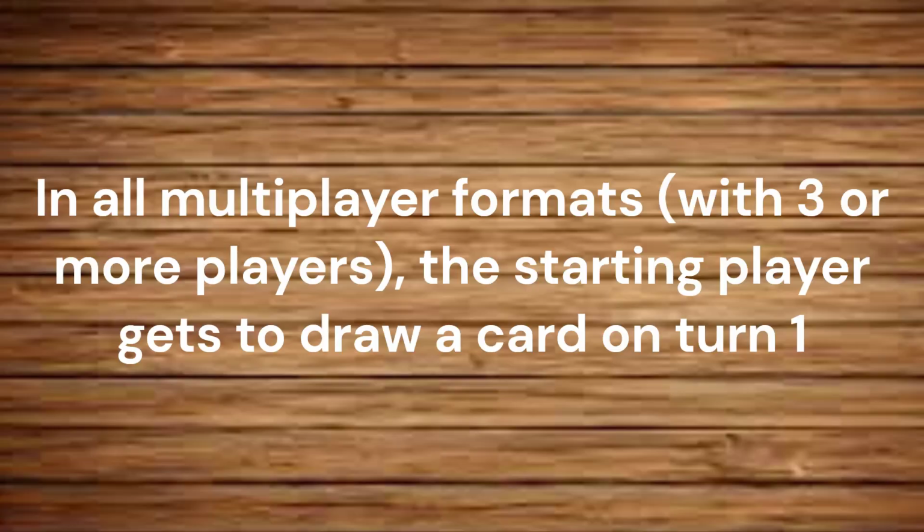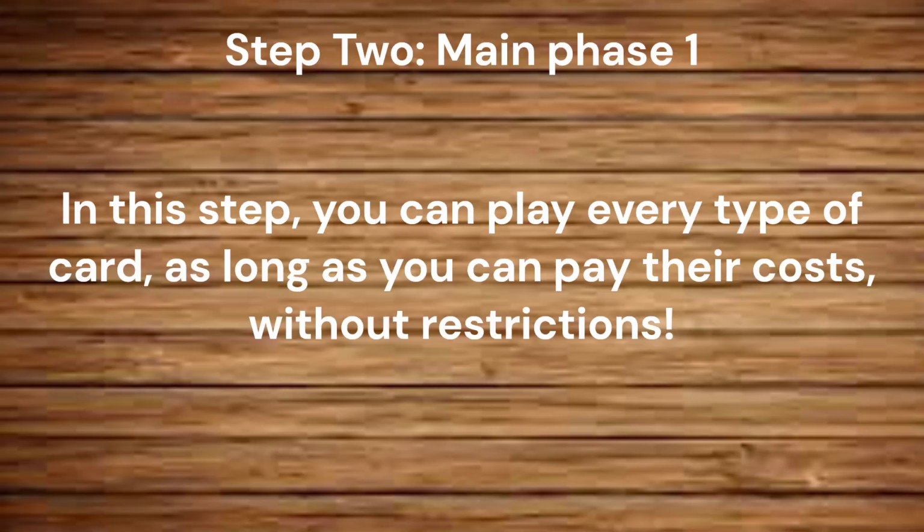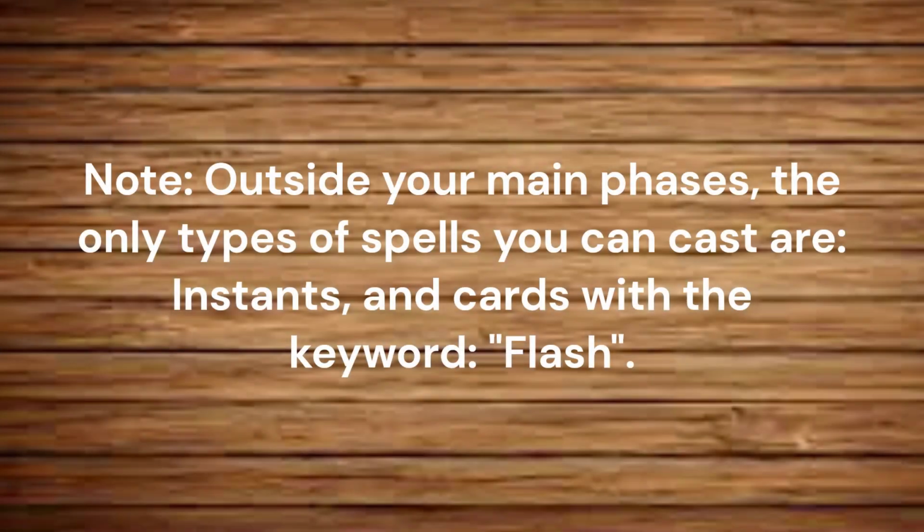In all multiplayer formats, with 3 or more players, the starting player gets to draw a card on turn 1. Step 2. Main Phase 1. In this step, you can play every type of card, as long as you can pay their costs, without restrictions. Note, outside your main phases, the only types of spells you can cast are instants and cards with the keyword Flash.